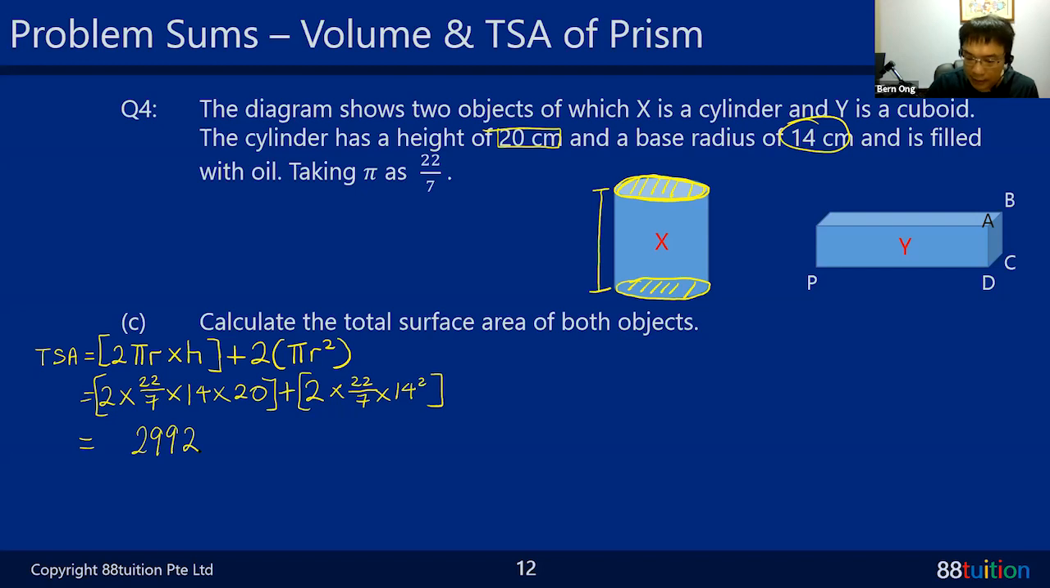2992 what? Centimeter square. This is for the total surface area of the cylinder. Now the cuboid. Don't worry. So we have the total surface area of the cuboid is equal to what? You want to do the primary school method? Primary school method, you have to find down here, the front, the top.